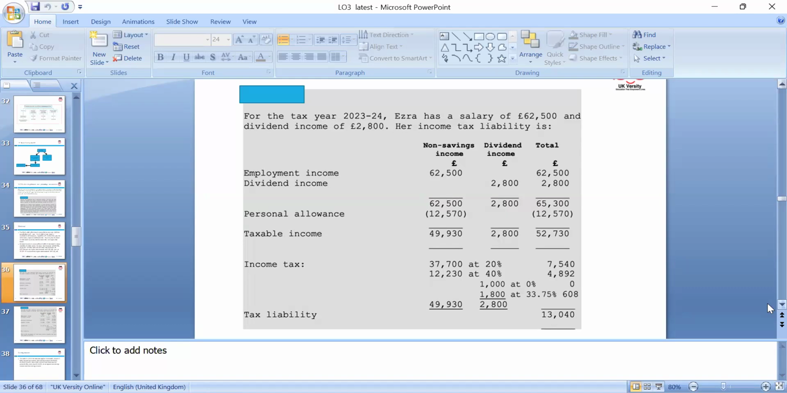Then the rest, 12,570 to 30,000, will be at 40%. When we look at the dividend, the first 1,000 is 0%, and the remaining 2,800 will be 33.75%. Why will it be 33.75%? Because he is a higher taxpayer. We'll see the basic, higher, and additional rates. These are the three rates we normally consider.